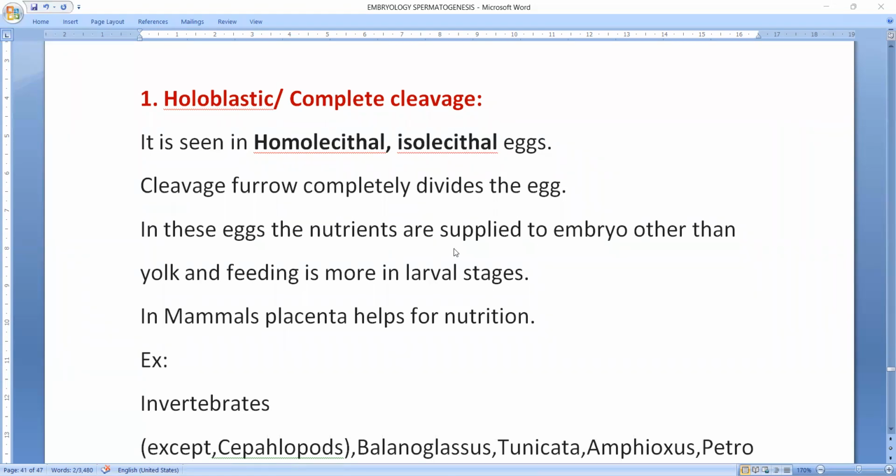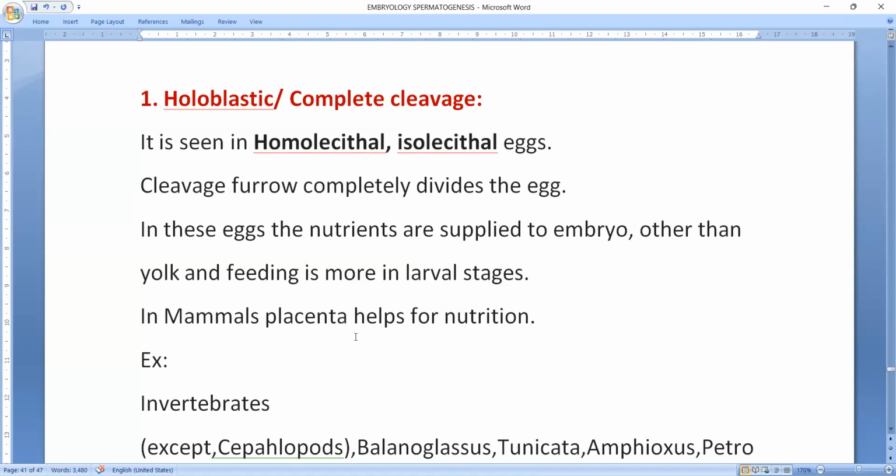In these eggs, nutrients are supplied to the embryo other than by yolk, and feeding is more in larval stages. In microlethal, homolethal or isolethal eggs, as there is less yolk, immediately after completion of development, the larva is formed. As there is no sufficient food in the form of yolk, the larva voraciously feeds on its food. So that is also one reason.